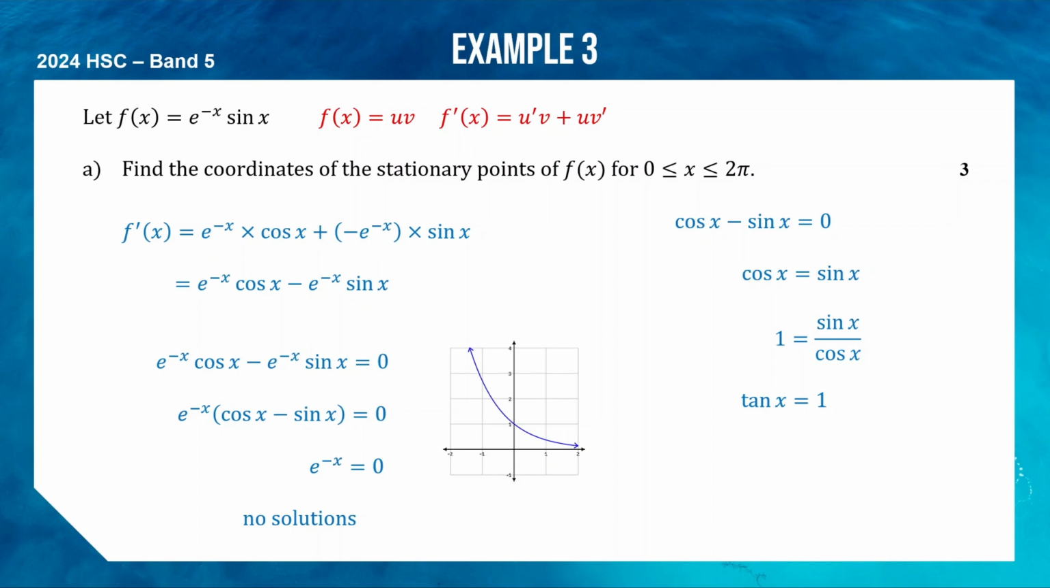Okay, there's a lot of talking. All right, moving on now. Tan x equal to 1. Where does that happen in 0 to 2 pi?